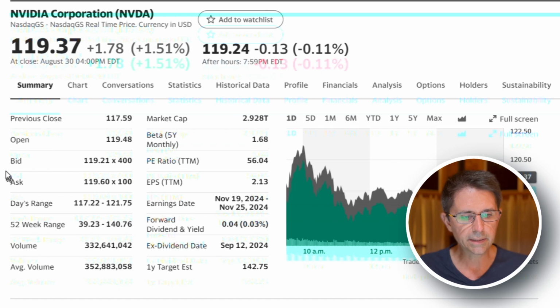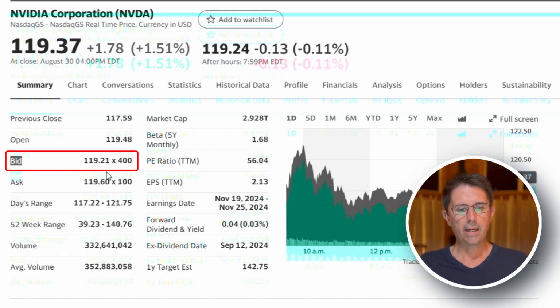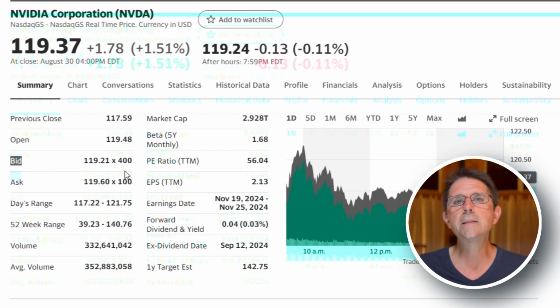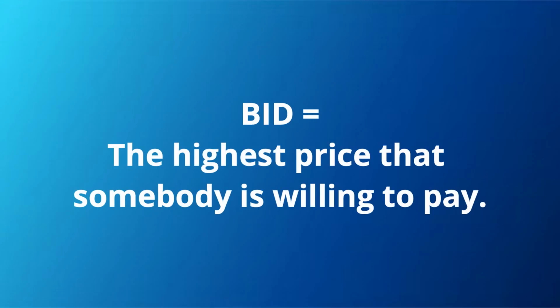Okay, now we get into the bid and the ask here. The bid is 119.21 times 400. 400 is just the number of shares. It's not 400 shares, it'd be like 400,000. Now, what is the bid? The bid is simply the highest price somebody is willing to pay.